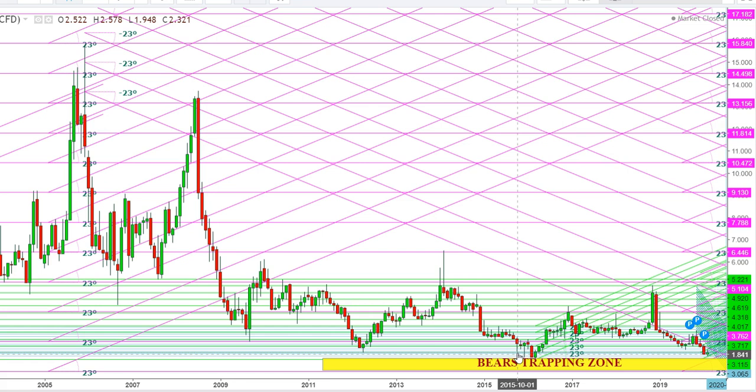Here I find that the levels of $1.854 seem to be a good opportunity for the bulls to go long from these levels, because here below the levels of $1.708, here starts the bears trapping zone.